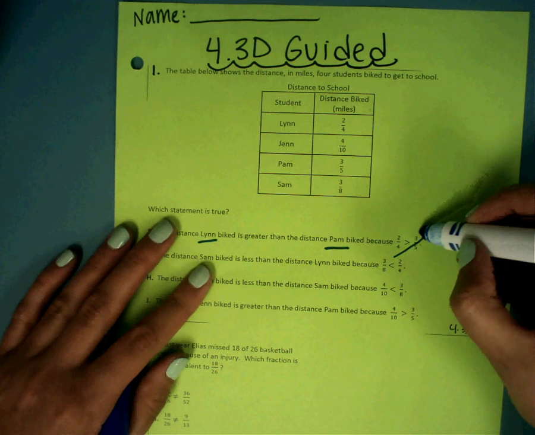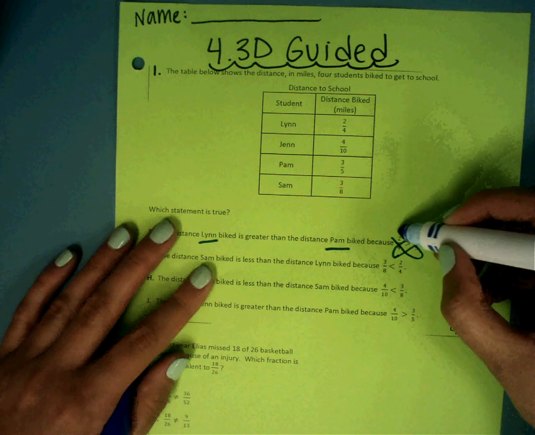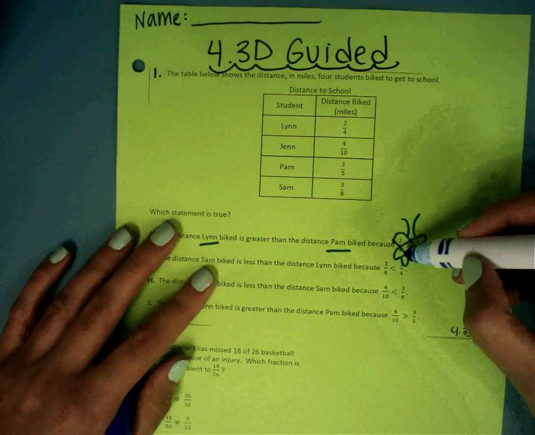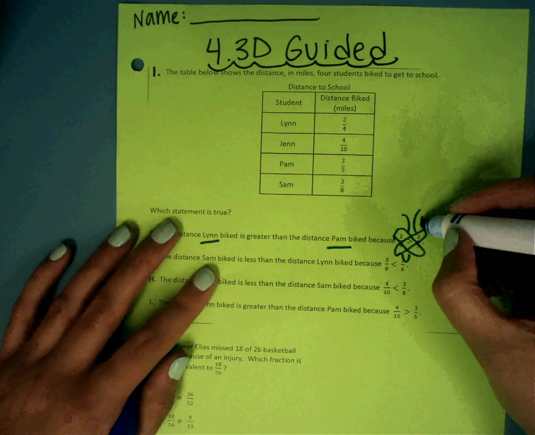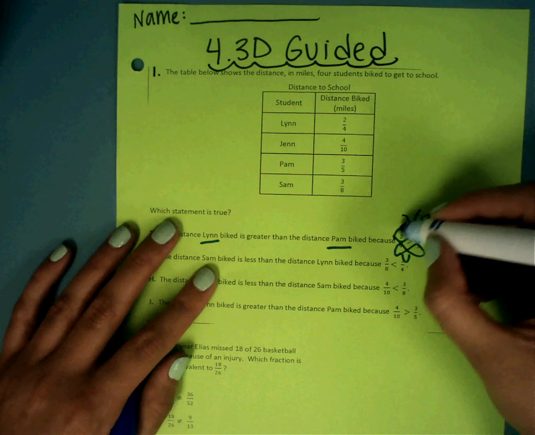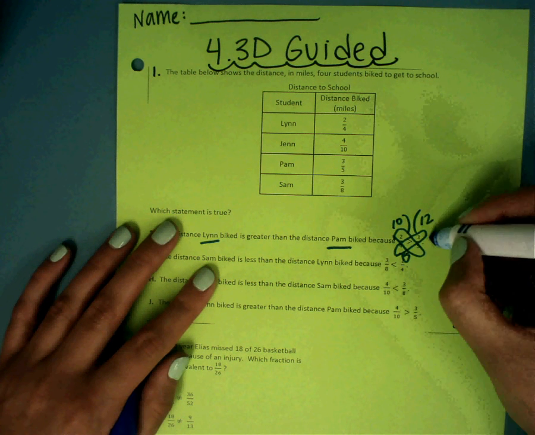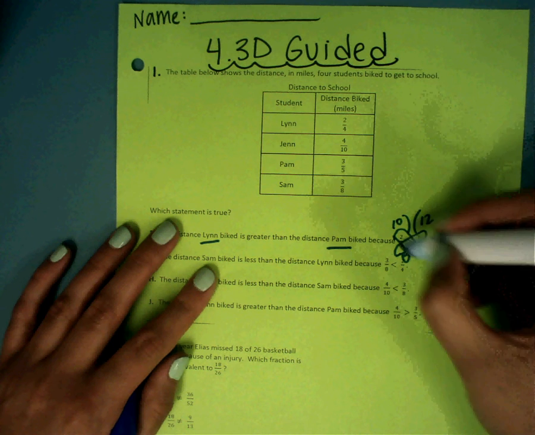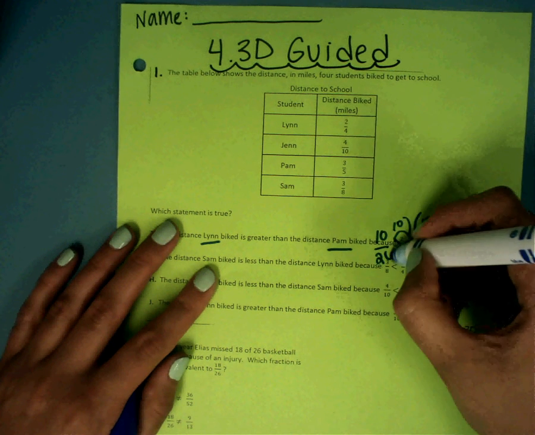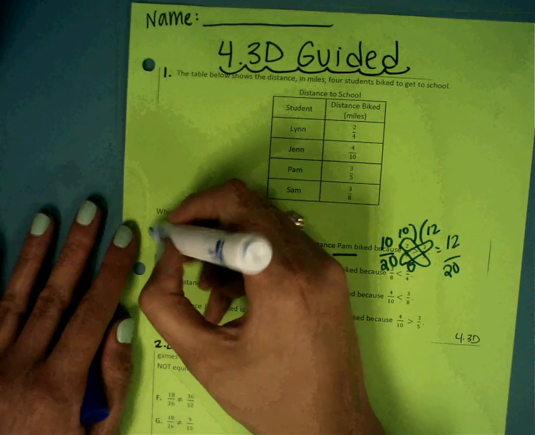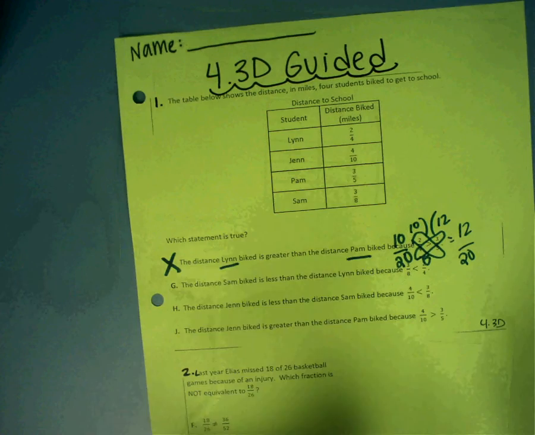Okay. Remember butterfly method? We circle crosswise, got our little tail and our antennas. What is 4 times 3? 12. 5 times 2 is 10. 4 times 5 is 20. It's really small, sorry. So this would be 12/20ths and 10/20ths. Well, is 10 greater than 12? No. So that's not true.